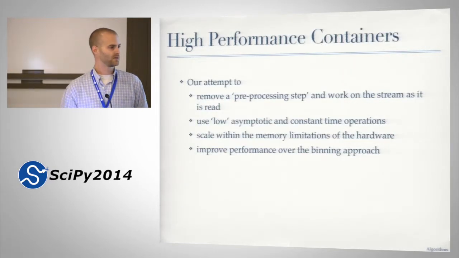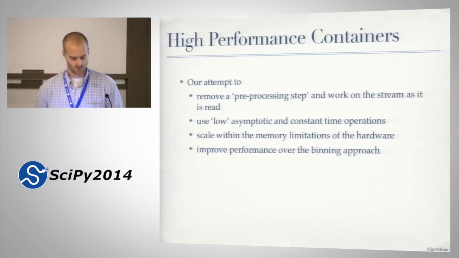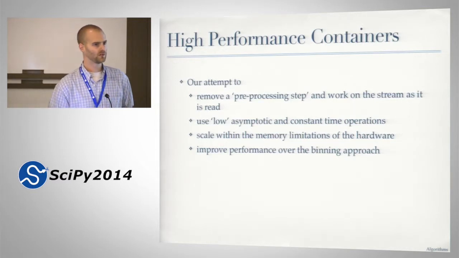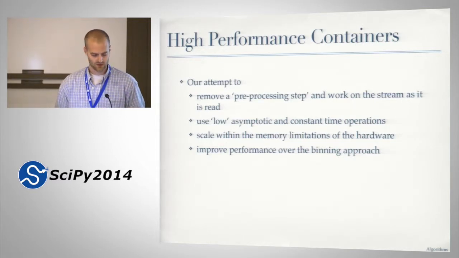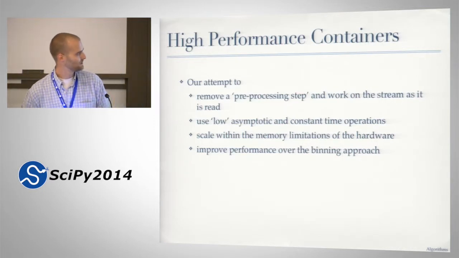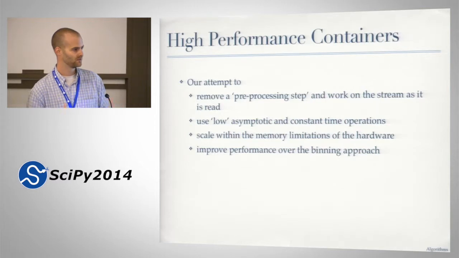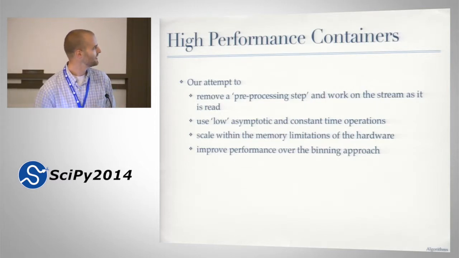So why did we go to this high performance container approach? This is in the collections module. So the idea was basically, let's try to remove one of these pre-processing steps where we're computing minimum bounding rectangles. Let's try to use some low asymptotic cost stuff like set intersections, because we know that they're going to be cheaper than a bunch of vertex or edge comparisons.